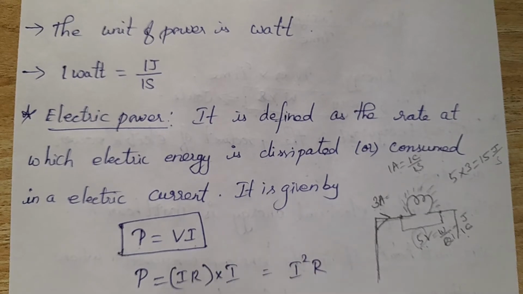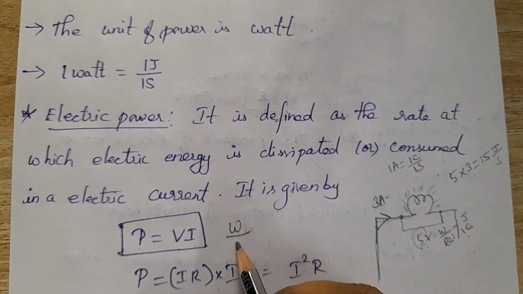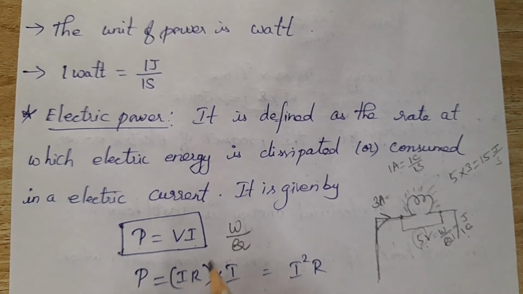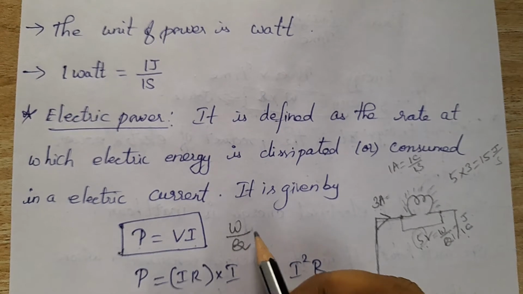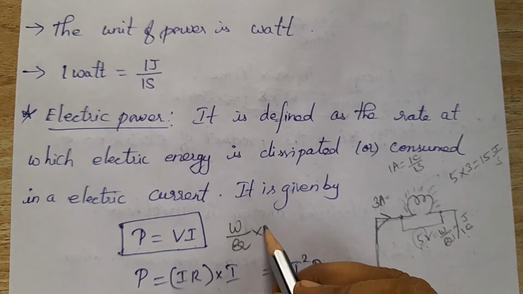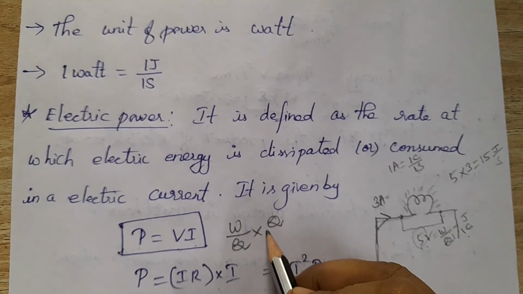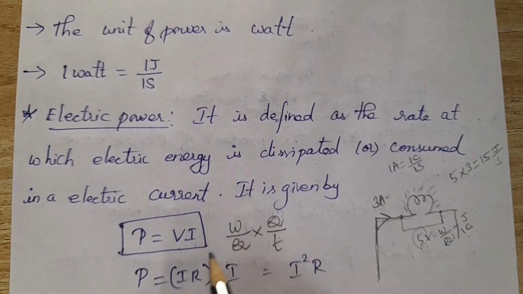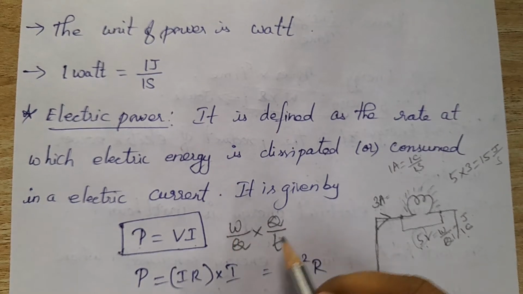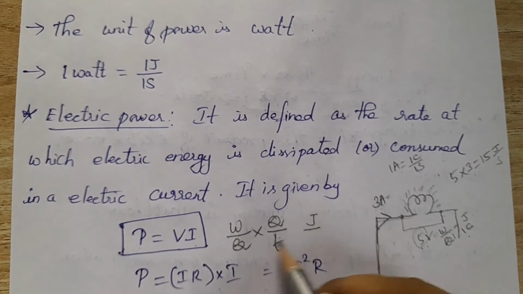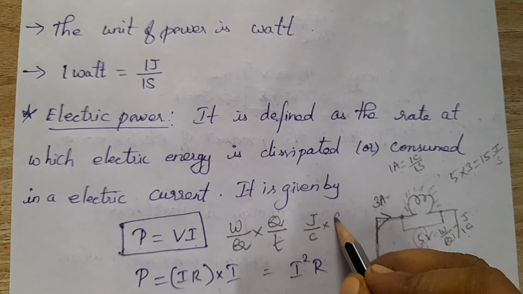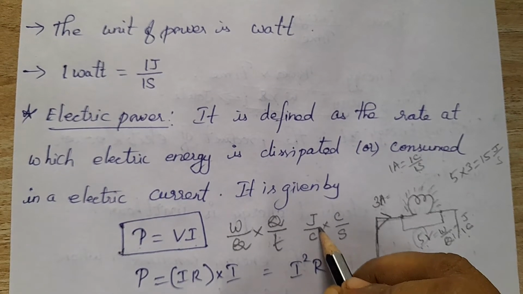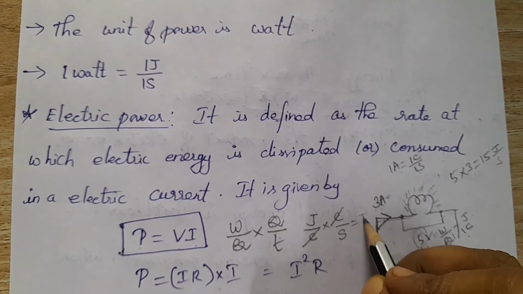V means what? V is given by the work done in moving a charge from one point to another. Here current is the flow of charge per unit time, that is, charge divided by time. The work done is given in joules, the unit of charge is coulomb, and the time is in seconds. The coulombs get cancelled, and this equals joules per second.